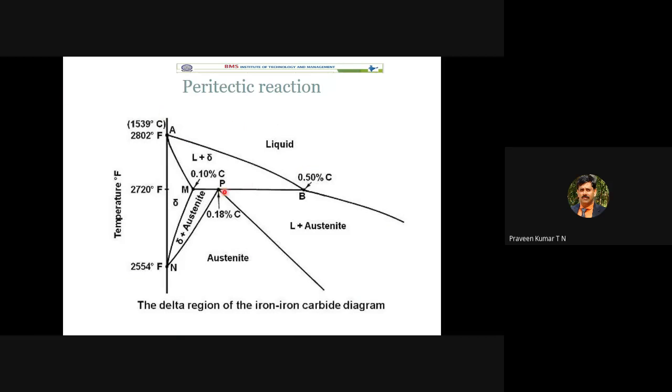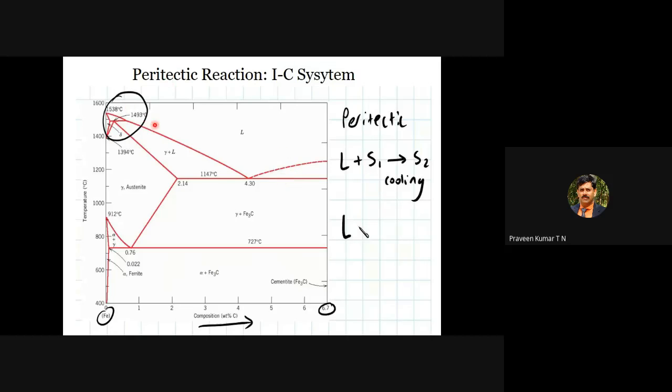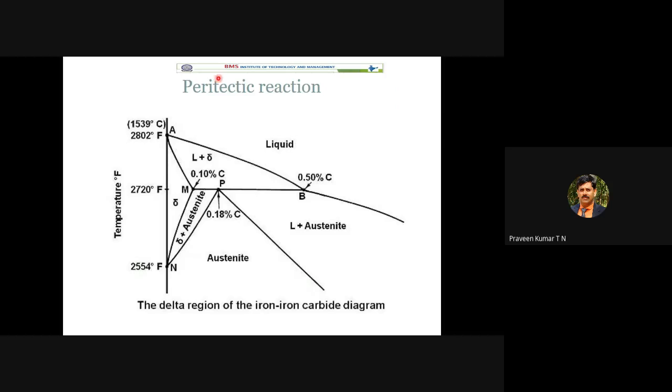In the enlarged view, you can see we have molten metal of steel plus delta iron. So this particular reaction takes place at, what is the temperature? This is 1493 degrees Celsius, and the composition is 0.18. Only at this particular temperature and this particular composition does the peritectic reaction take place.